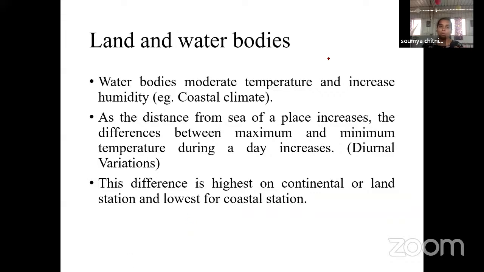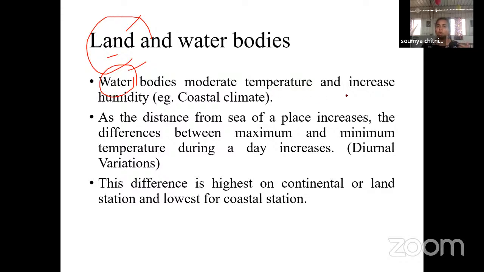And coming to land and water bodies, as I told you, the land mass and water mass have different specific heat. What is specific heat? Specific heat is about the absorption of heat by a particular matter, or say a substance. When we compare water and land, land heats faster and cools down faster than water, because the specific heat of the land is less compared to water. Water has a higher specific heat, whereas the land has quite a lot less than water. That's how there is a difference.